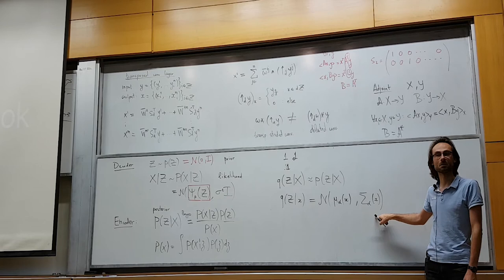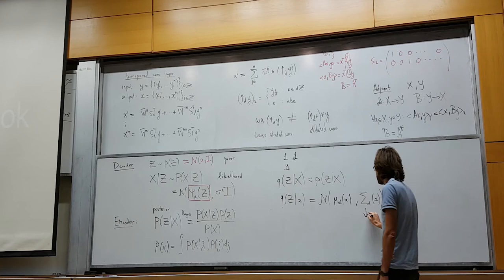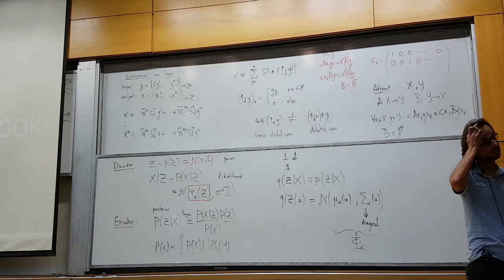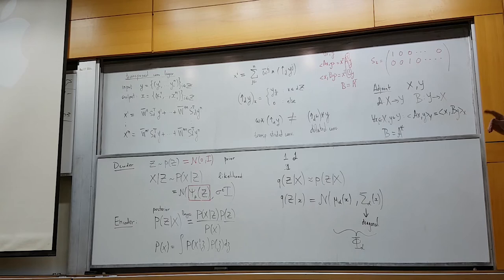And usually sigma is forced to be a diagonal matrix. This is the covariance matrix, it is forced to be diagonal. And basically these collectively we call them phi alpha in our previous treatment, right? So basically this will be my encoder. It will take x and it will give me the parameters of my distribution Q that approximates the posterior distribution p(z given x). Okay? Make sense? Yes.